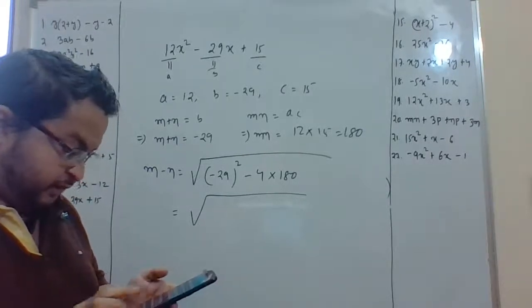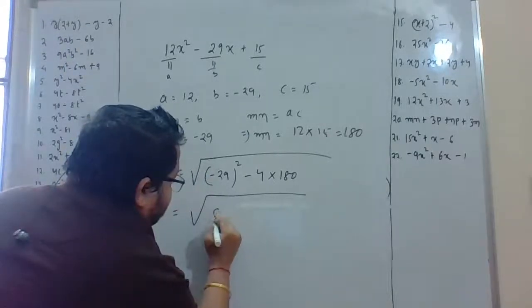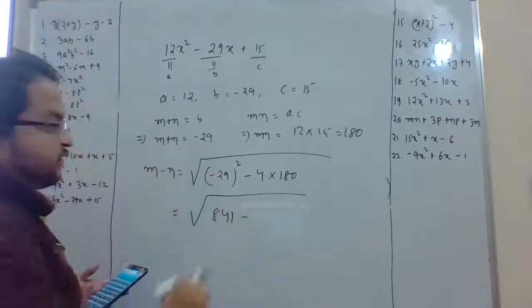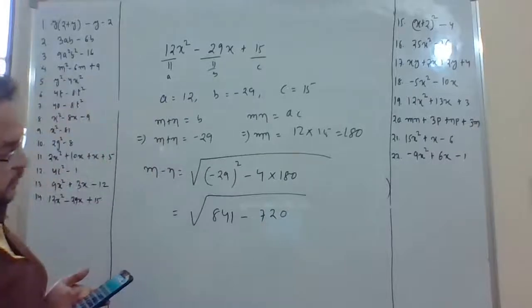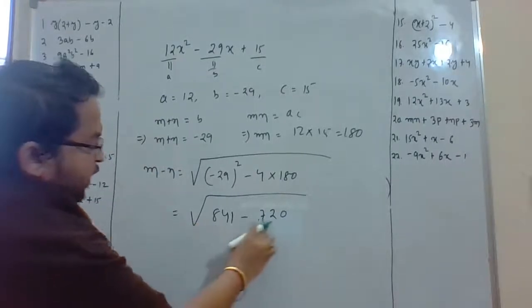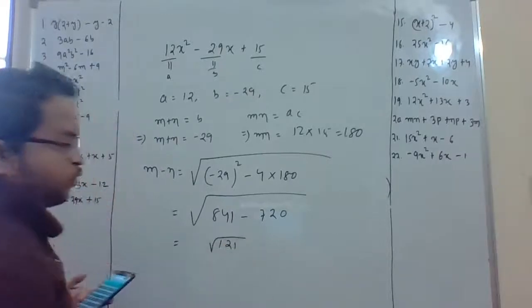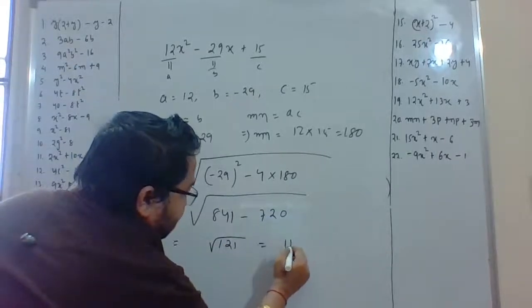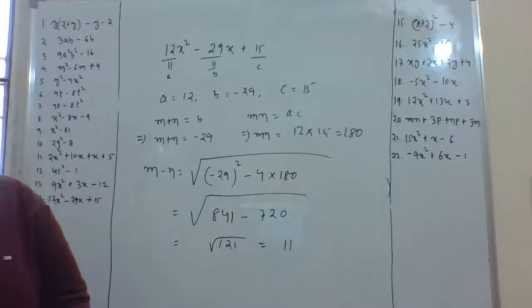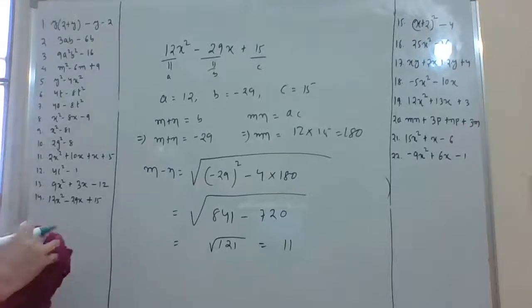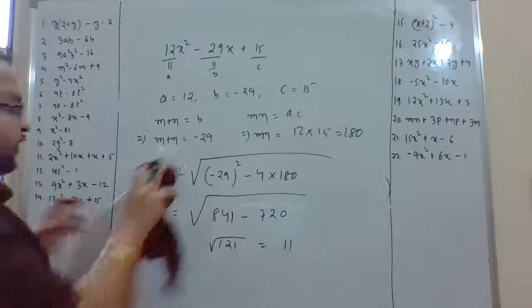29 into 29 equals 841. So what I get here is 841 minus 4 into 180, which is 720, right? So 841 minus 720 is 121, root over, that is nothing but 11, right? So your M minus N equals 11. Now this problem obviously becomes very, very easy. So M minus N is 11, M plus N is minus 29.